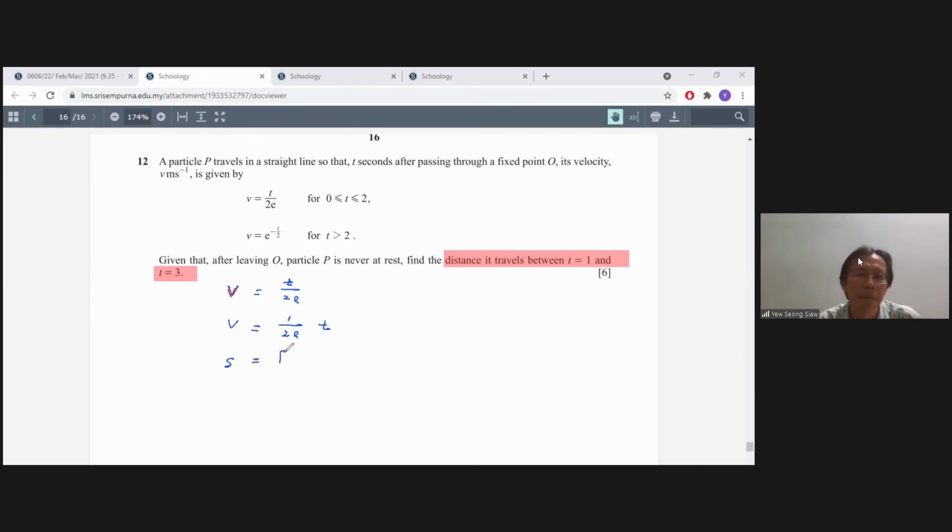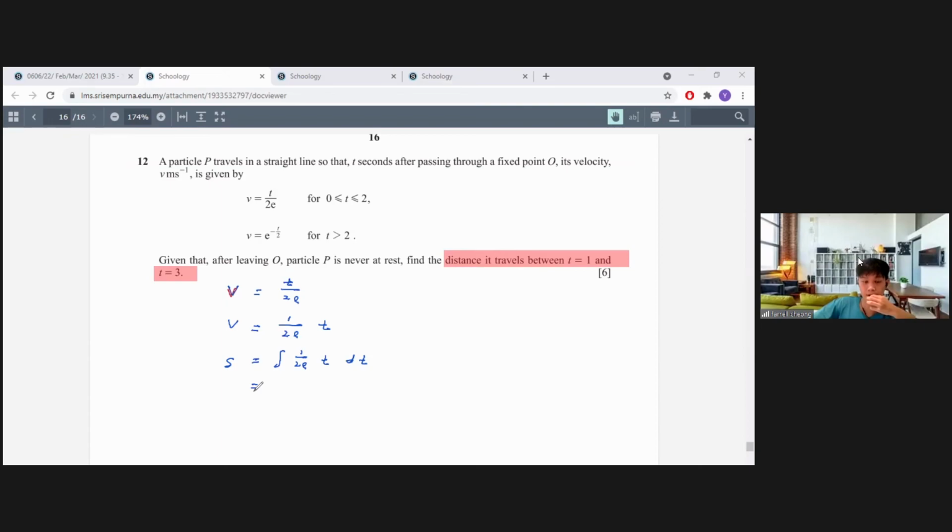Integrate. How do you integrate this one? You separate it first into 1 over 2e times t. And then you integrate separately. So the first one will be 1 over 4e.